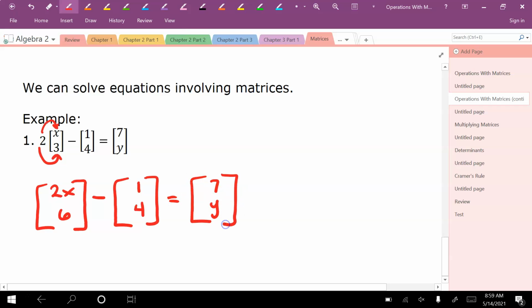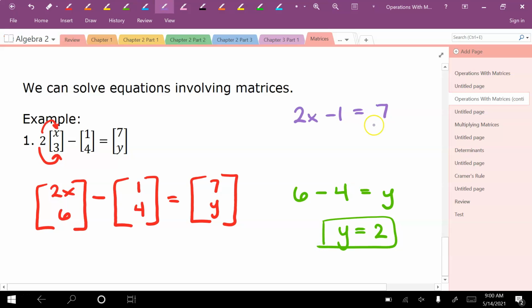7y. At this point, I'm just going to set up the two equations that I see with the subtraction sign and the equal sign in the middle. So I'm going to write 2x minus 1 equals 7. And then for the other one, we're going to do 6 minus 4 equals y. So that one's pretty easy. Y is just going to be 2.